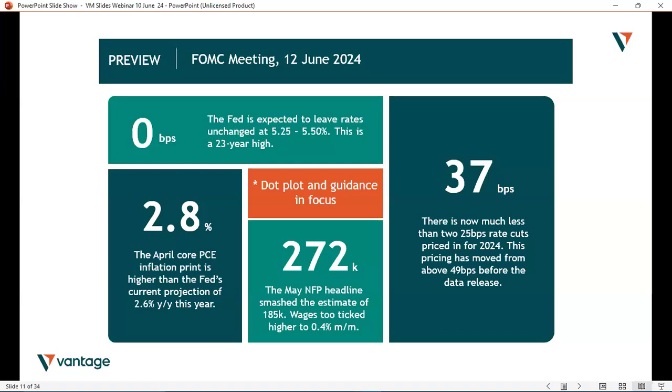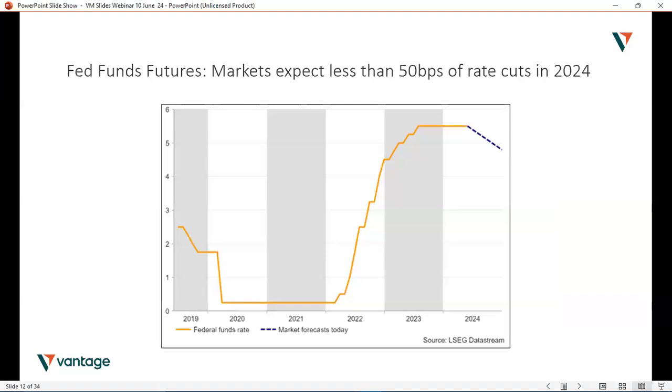Powell then, he may put greater emphasis on the risks to the outlook, as upside risks to inflation are possibly fading while downside risks for employment and activity grow. Although obviously tallying that with the recent non-farm payroll report, of course, will be interesting. And of course, there will be much focus as well, as always, on Chair Powell's press conference after the statement. We just have what markets are expecting currently, and certainly now much less than 50 basis points of rate cuts for 2024.